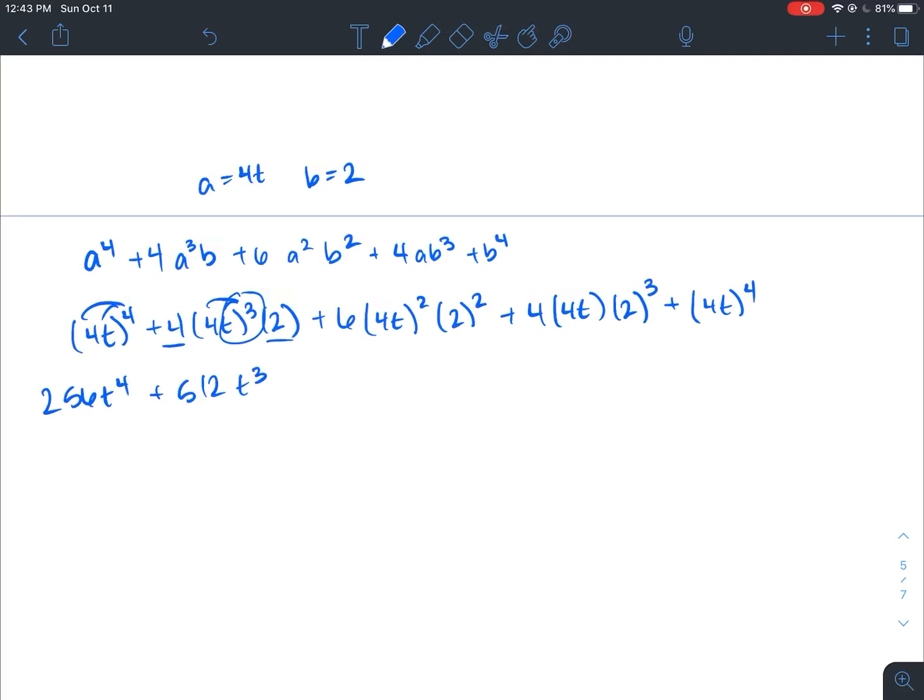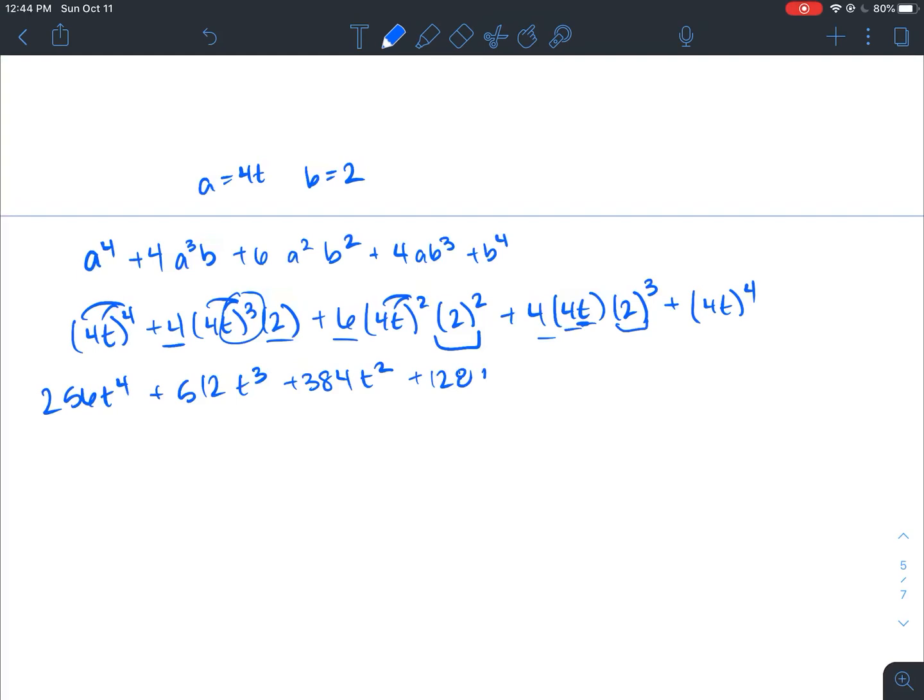In the next term, 4 is being squared, t is being squared. So that's 16 times 6, and then times 4. So 384t squared. Okay, in this case I have 2 being cubed. So that's 8 times 4 times 4. So 8 times 16, which is equal to plus 128. And then we have a t multiplied by t.